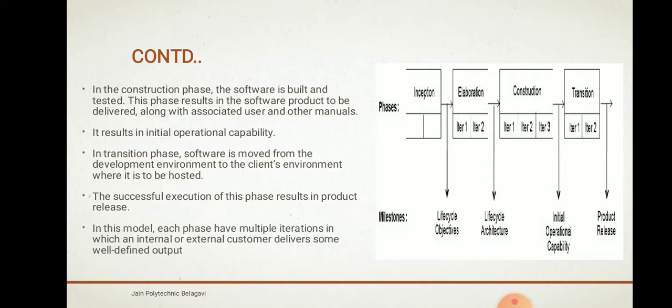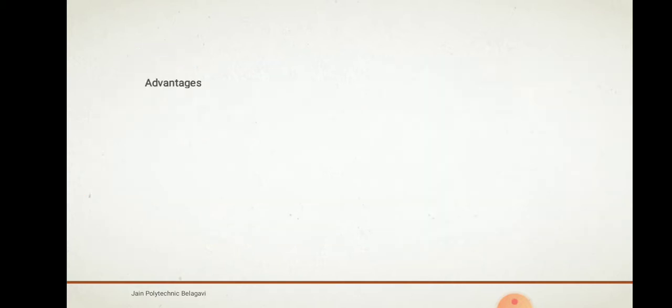Now in this model, each phase has multiple iterations. You can see here, the elaboration has 2 iterations, construction has 3 iterations, transition has 2 iterations. In each, an internal or external customer receives some well-defined output, which means in the elaboration phase, if something is wrong, they will iterate the same phase again.